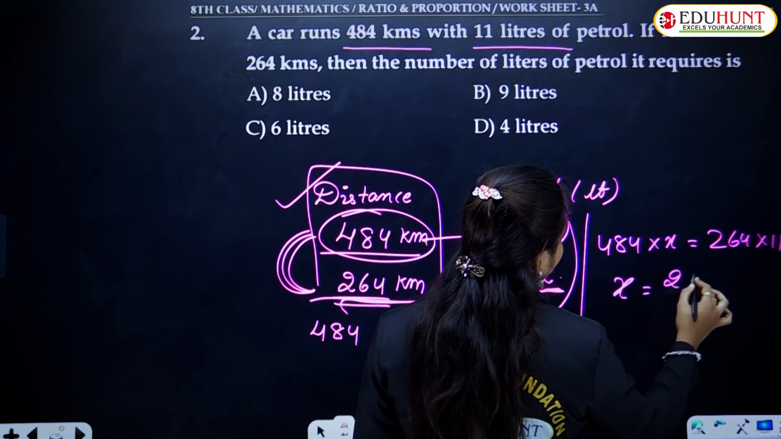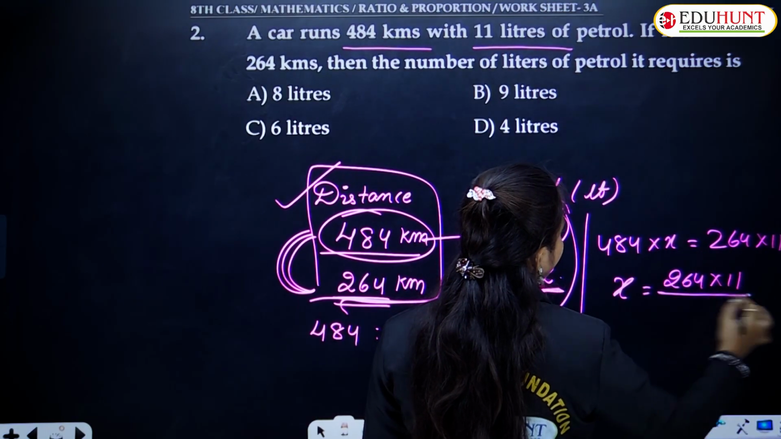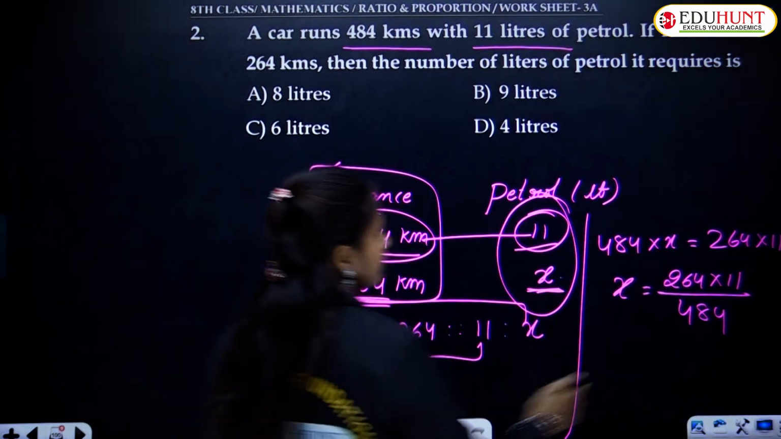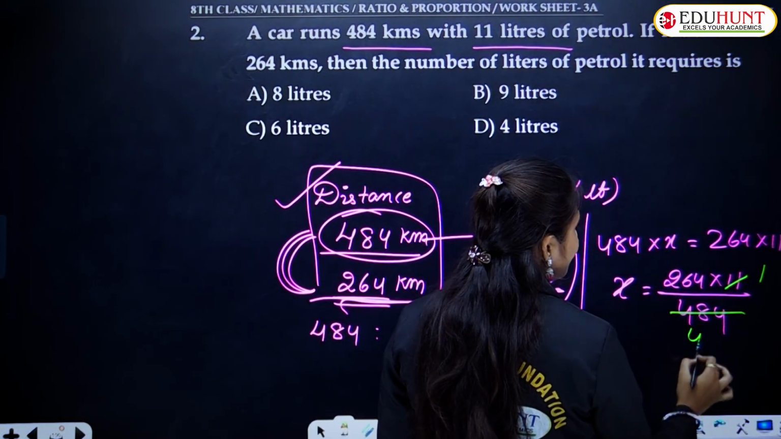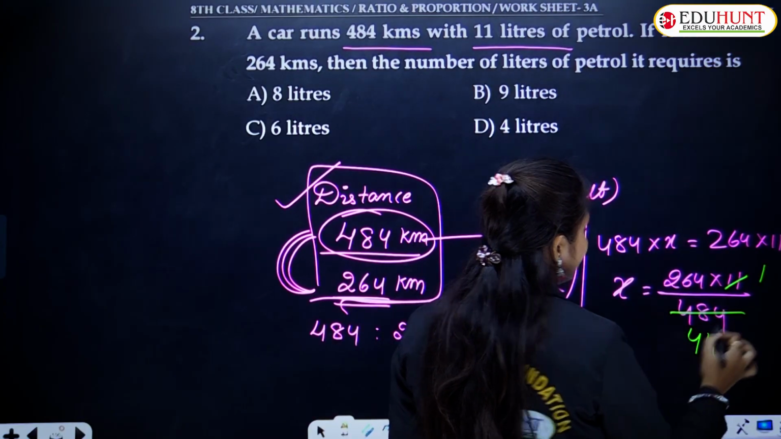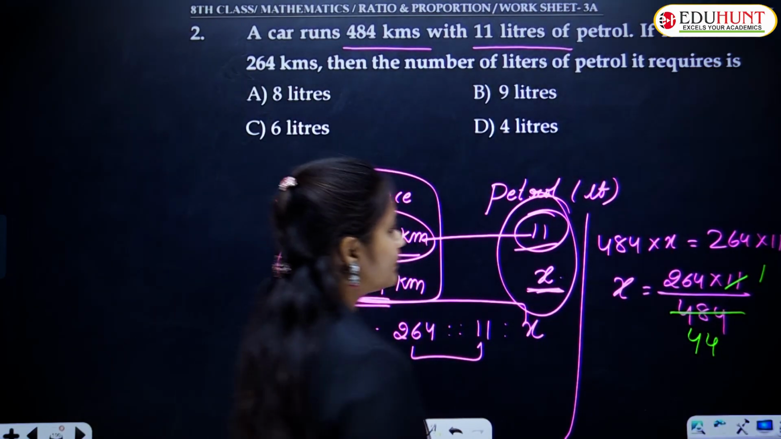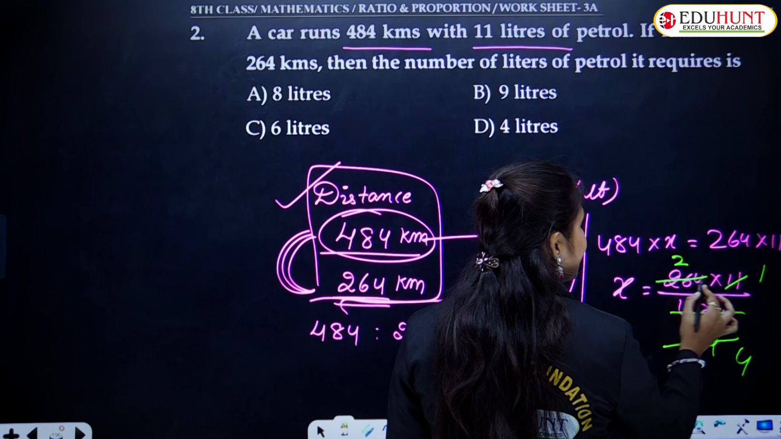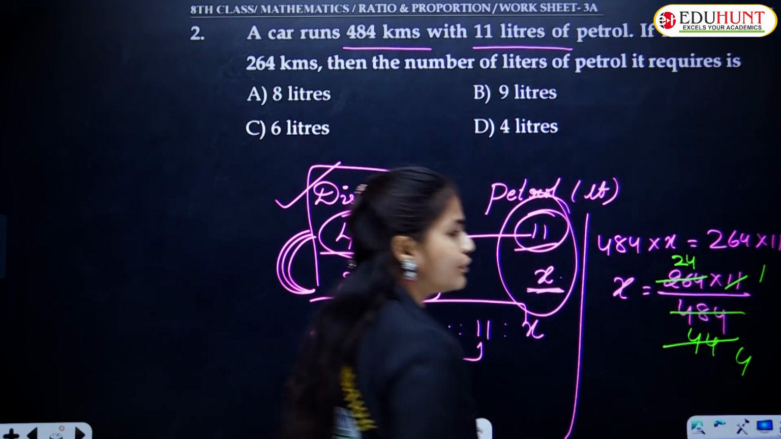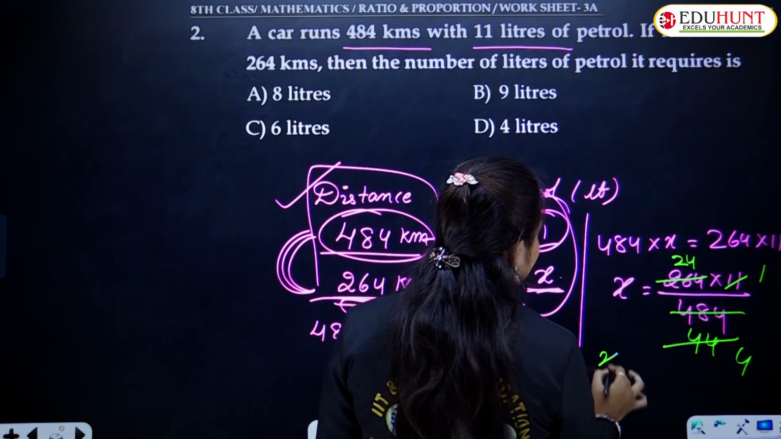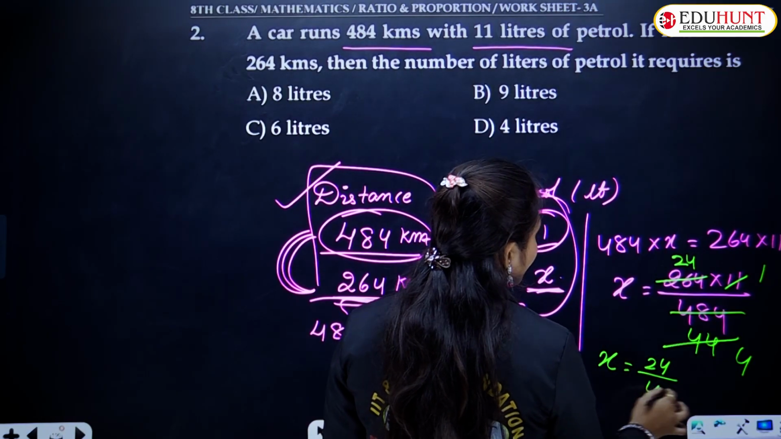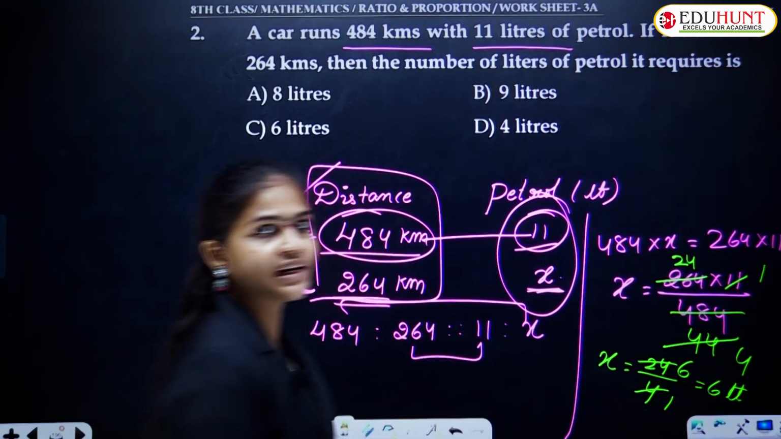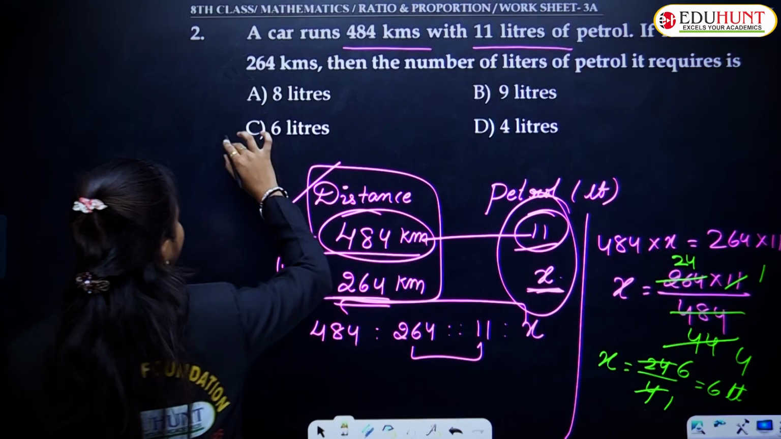x is equal to 264 into 11 by 484. So cancellations here. 11 fours are 44, still 44 is there. Again 11 fours are 44, 11 twos are 22. The leftover 44 is there, 11 fours are 44. From this, x is equal to 24 by 4. 4 sixes are 24. So x is equal to how many liters? x is equal to 6 liters of petrol.